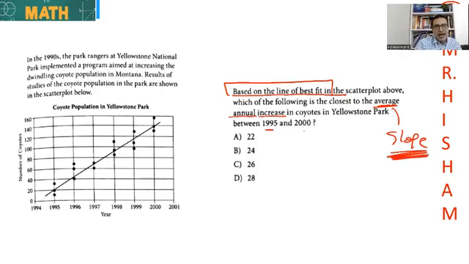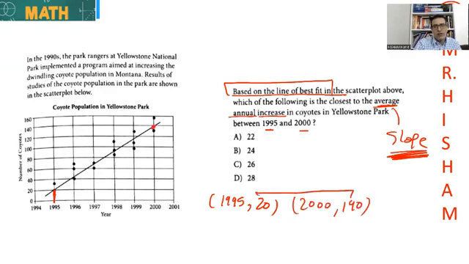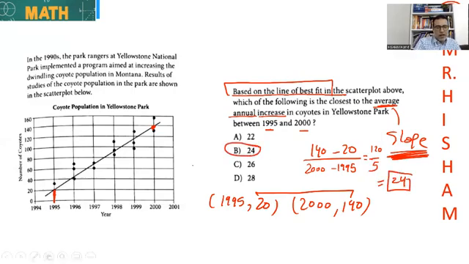Between 1995 and 2000. Let's go to the point at 1995. We can see that 1995 is at 20, and the point 2000 is exactly at 140. So slope is y2 minus y1, 140 minus 20, divided by x2 minus x1, which is 2000 minus 1995. So 140 minus 20 is 120, divided by 5, and 120 divided by 5 is 24. So the average annual increase is approximately 24.